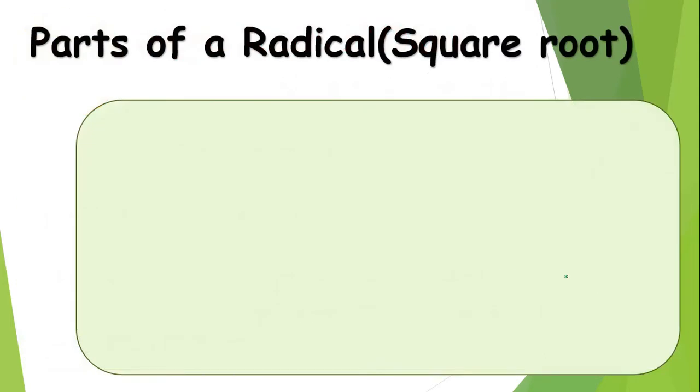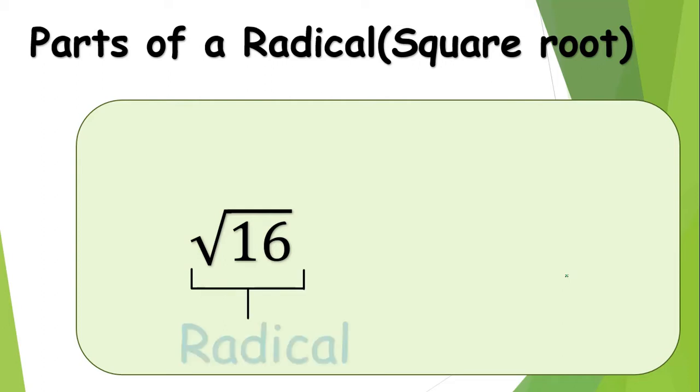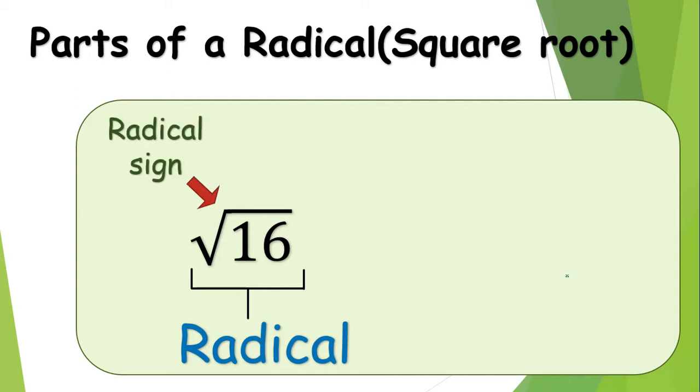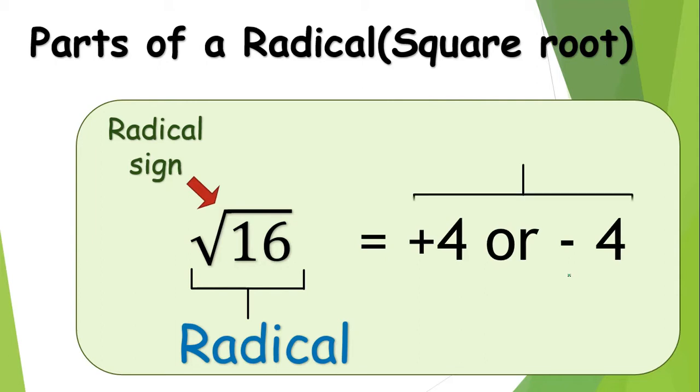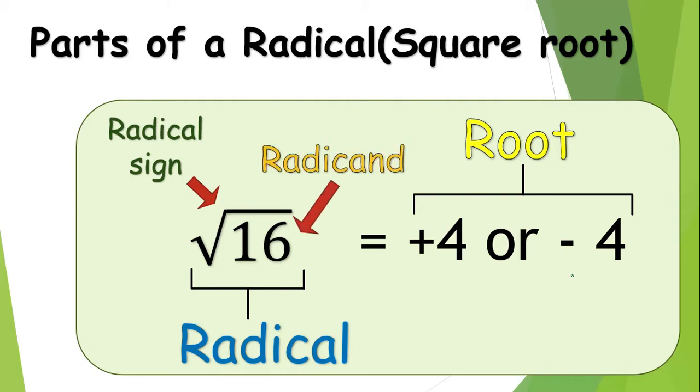So we have here the parts of a radical or a square root. For example, we have the square root of 16. So this is what we call the radical. Then, this symbol is what we call the radical sign. And the answer is what we call the roots. And the number inside the radical sign is what we call the radicand.